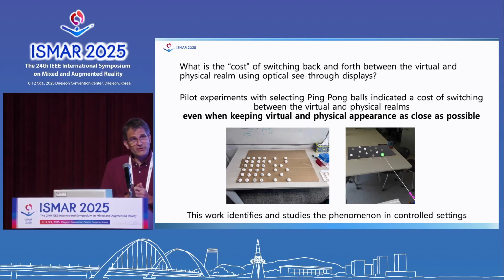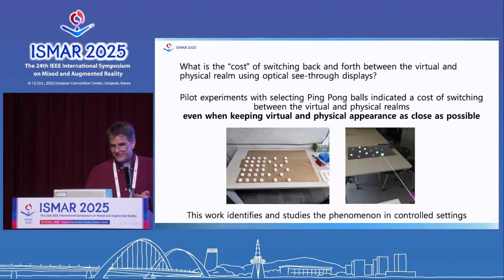So we started with physical ping pong balls and had a sequence of numbers on them, right? Some of the ping pong balls were physically labeled, some of them were virtually labeled. And this was a little bit easier than with the Philips Hue lamps, to keep the virtual and physical appearance as close as possible. And it turned out there was a heavy cost of switching between the virtual and physical realms. Okay, it was always taking longer to do sequences that involved such switches.